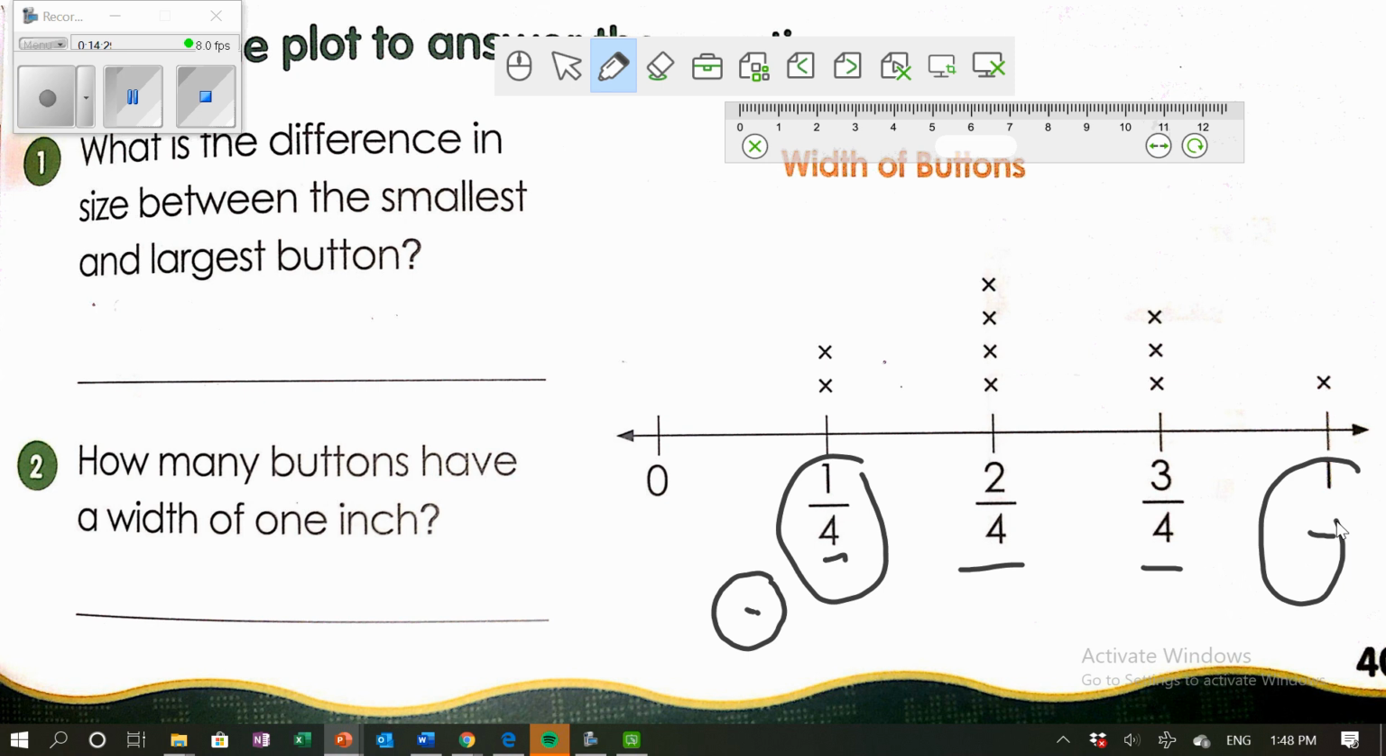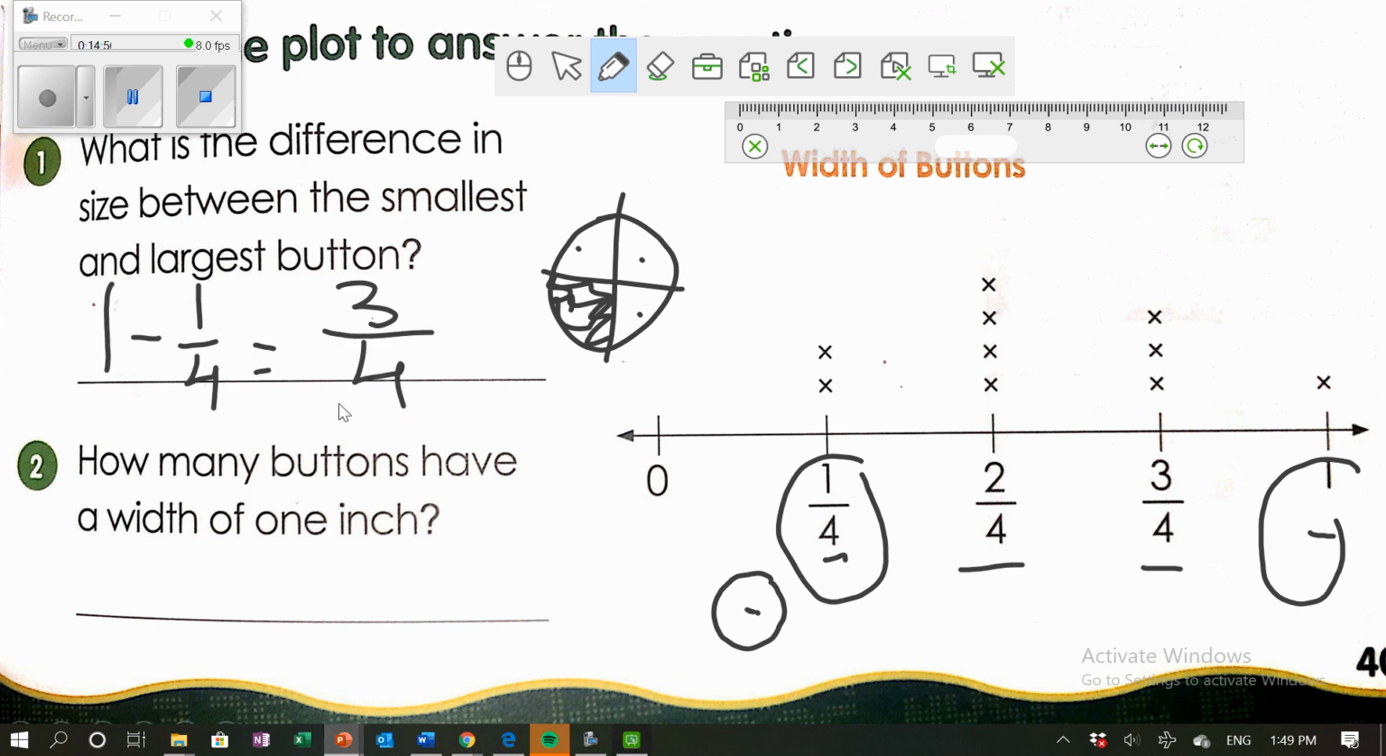So a whole, if I take from a whole a quarter, we didn't do the equation between fractions, but I want you to imagine it with, for example, drawing quarters. So if from a whole I take away a quarter, what would the answer be? It would be 3 quarters. Yes. How many buttons have a width of 1 inch? Here I have 1 inch. How many? It's only one button. You can write, sorry. No, it's hard to write.